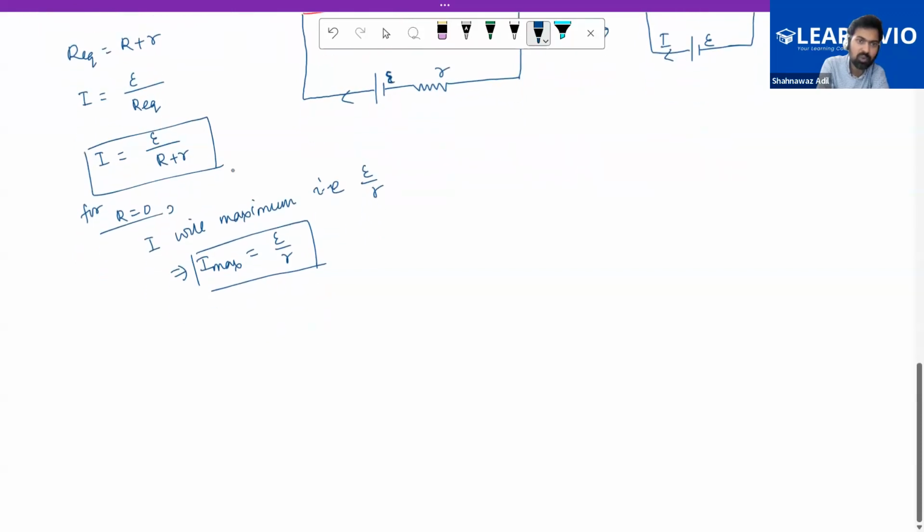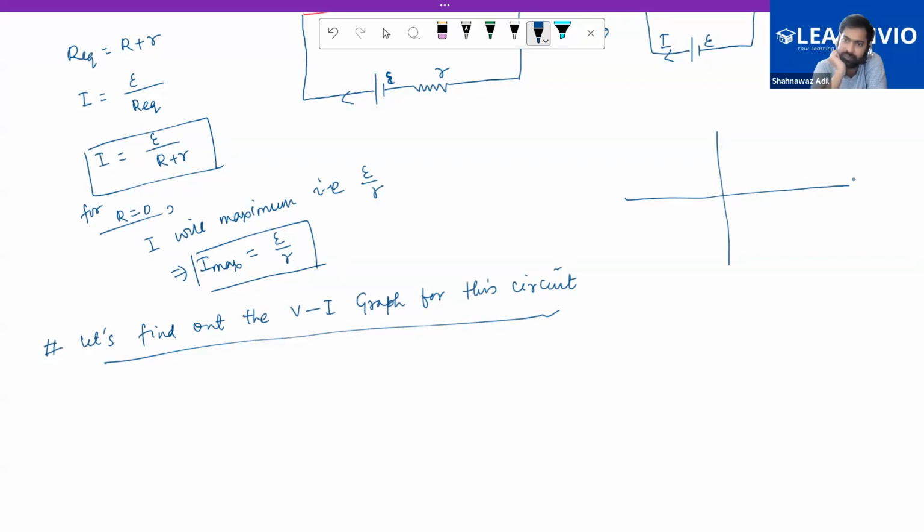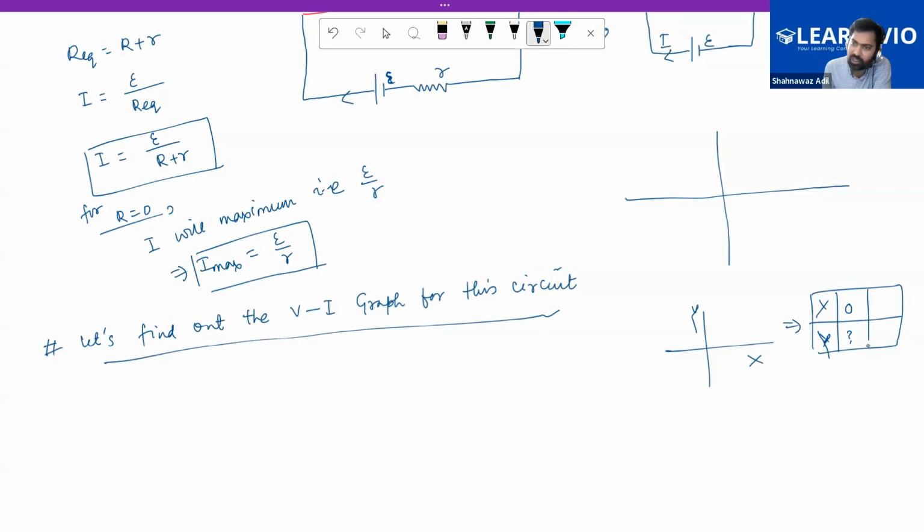Now let us find out the voltage versus current graph for this circuit. Do you remember in your 10th standard, if you wanted to plot a straight line, how many points did you need? You had X and Y, and you wanted to plot a graph. You calculated X, you calculated Y. You calculated this at zero, then found the other, then kept the other at zero and found this, and then you connected them. That is how you draw the graph, right?